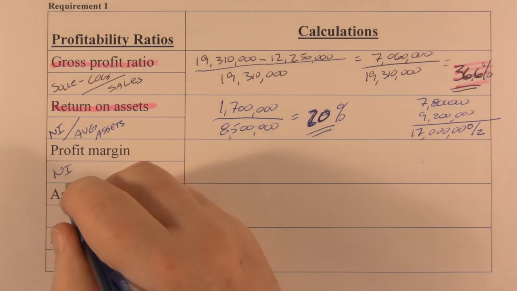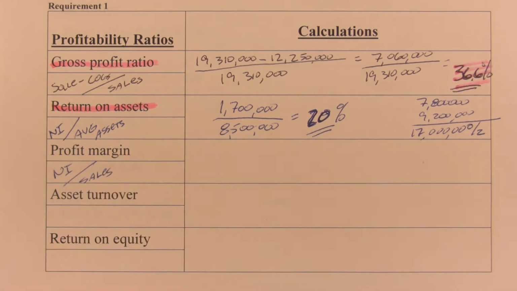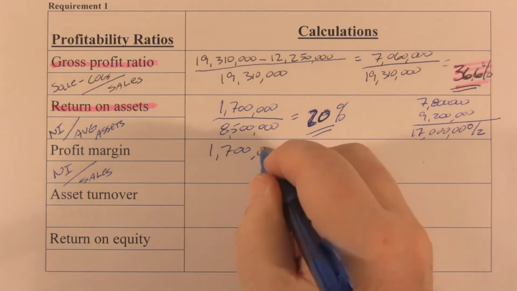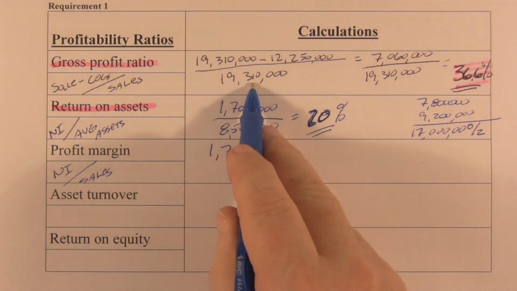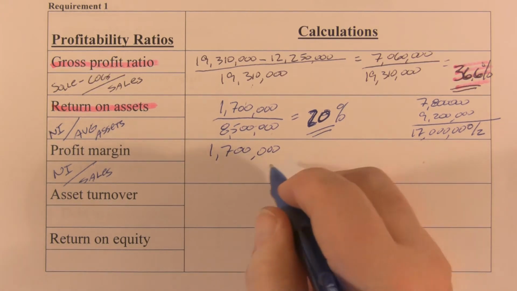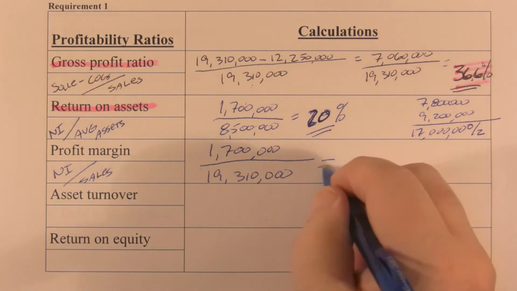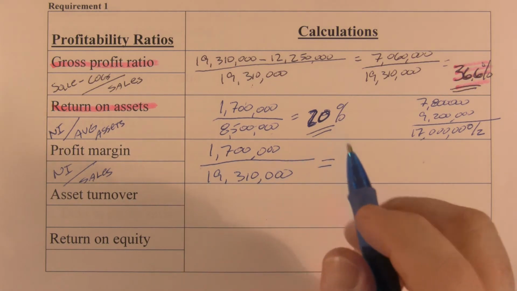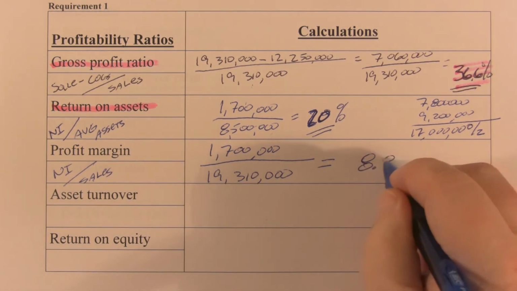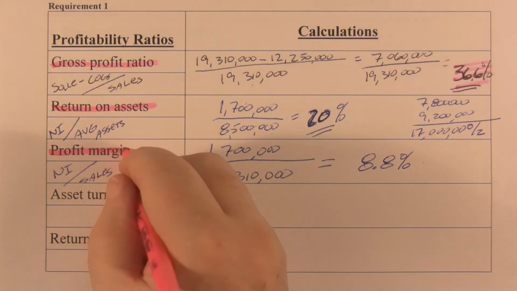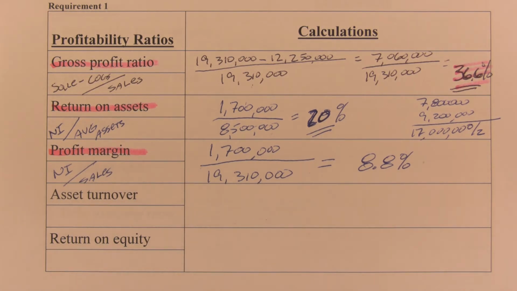Our profit margin is a little easier. It's simply net income, a given number, divided by sales, also a given number. So our net income is 1,700,000. Our sales is the same number, 19,310,000. And that gives us a profit margin of 8.8%. So for every dollar of sales, we generate about 8.8 cents of profit. That's how you would interpret that.